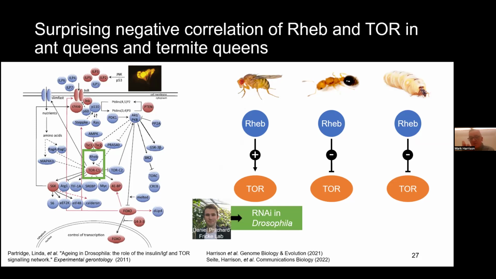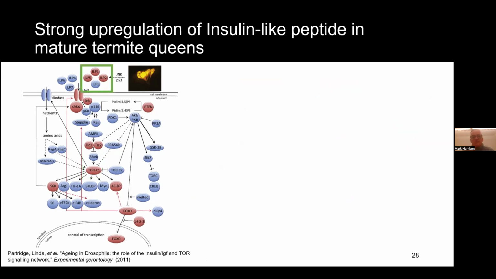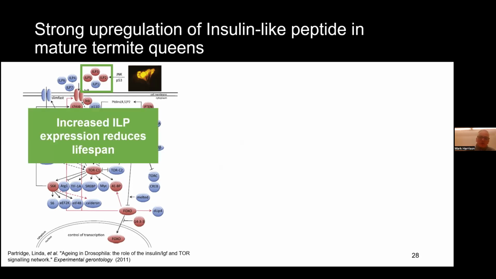But it would be great if we could find some kind of rewiring going on in this pathway, because that would help us understand why this trade-off doesn't seem to occur. So the insulin-like peptides are also important in this pathway. With the intake of glucose, the expression of insulin-like peptides increases, and that activates this pathway. And it's known that increased ILP expression reduces lifespan.